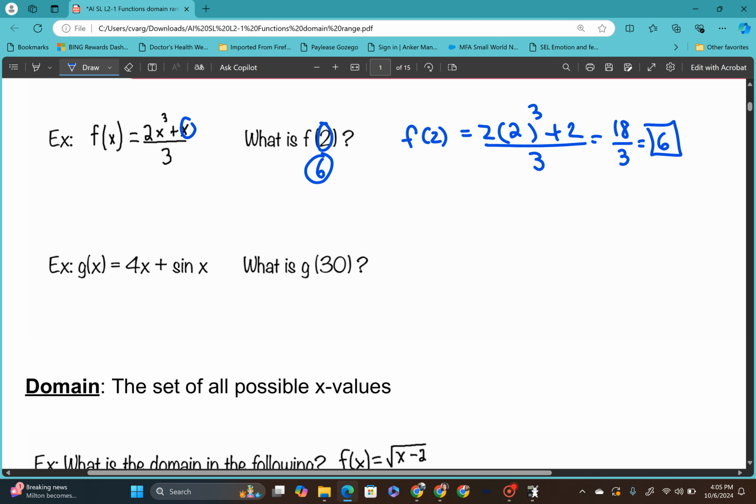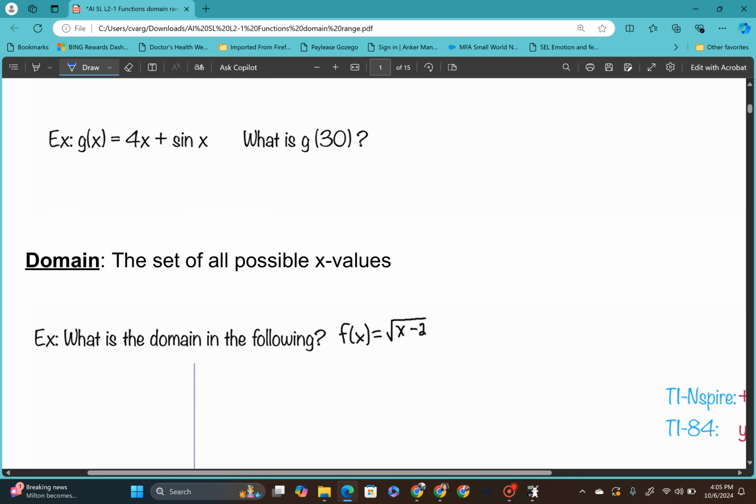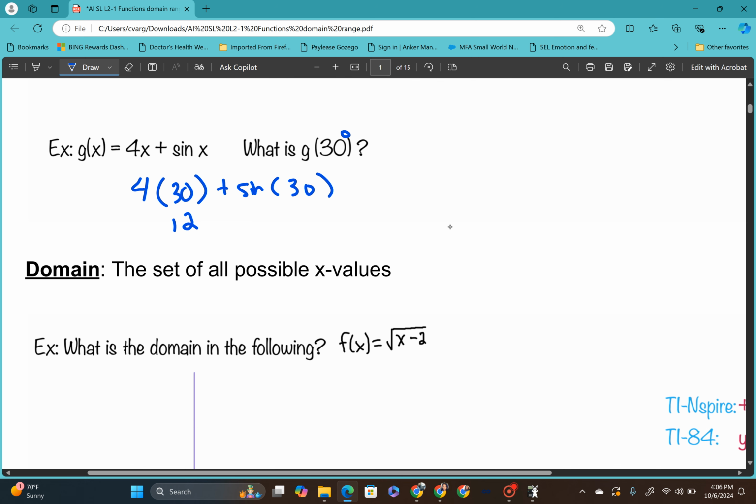All right, awesome. So for the second problem, we now have a new rule, g of x, and it's equal to 4x plus sine of x. So we can assume that this is 30 degrees. It doesn't have us say anything about radians or anything else like that. So I could do 4 times 30 plus the sine of 30. Sorry for my handwriting. So 4 times 30 is equal to 120.